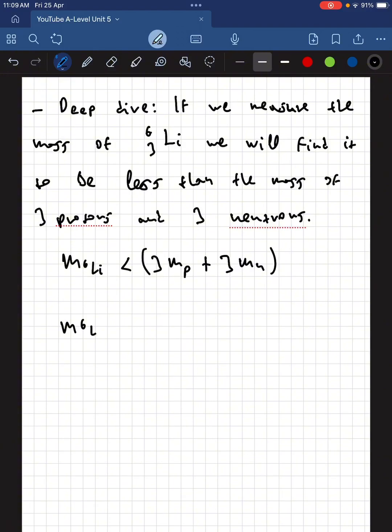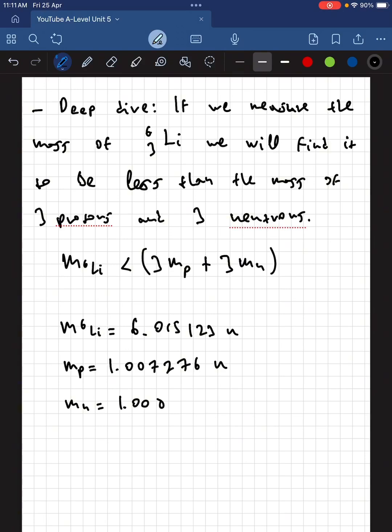The mass of lithium-6 is 6.015123 U, and 1 U is the atomic mass unit. We mentioned it when we studied gases earlier. Now the mass of a proton is 1.007276 atomic mass units, and the mass of a neutron is 1.008665 atomic mass units. Notice how close the mass of the proton is to the mass of the neutron. So they are about the same particle in terms of mass.